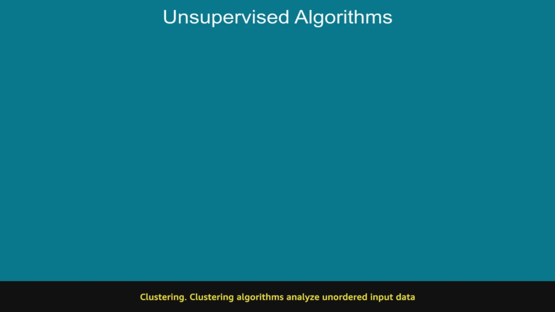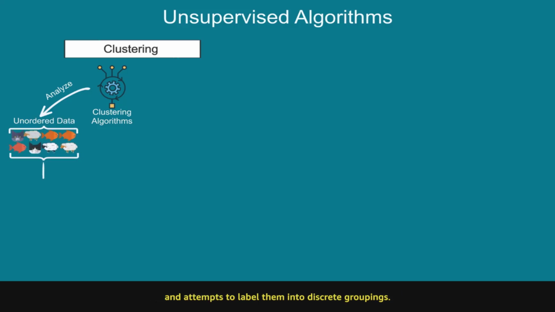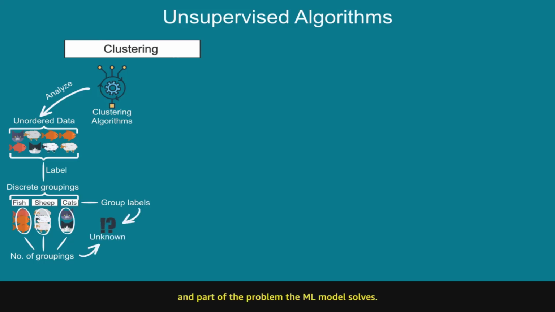Unsupervised algorithms. Clustering. Clustering algorithms analyze unordered input data and attempt to label them into discrete groupings. In this case, the unordered items have been analyzed and labeled into 3 groups: fish, sheep, and cats. The number of groupings and the group labels are unknown and part of the problem the ML model solves.